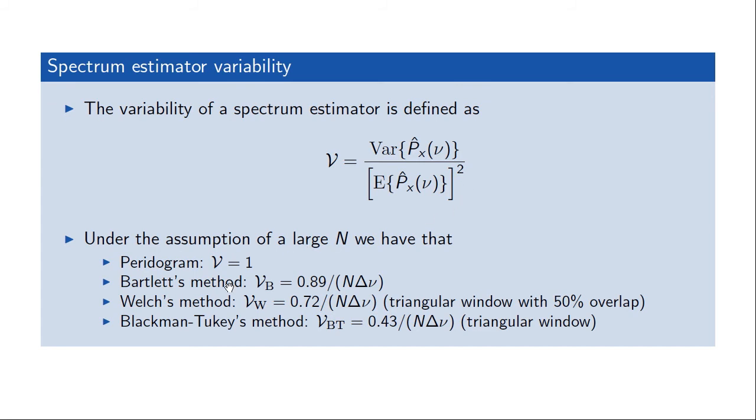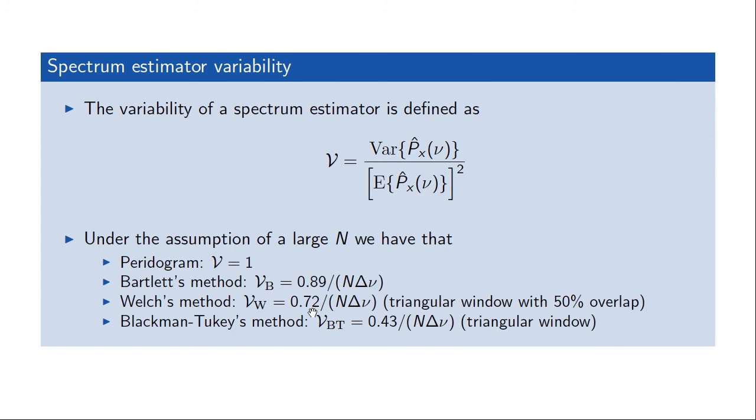So one can compute the variability for Bartlett's method using the previous expressions and show that this is equal to 0.89 divided by the number of samples and the spectral resolution required, assuming a large number of samples. Doing the same thing for Welch method gives us a variability of 0.72 divided by the number of samples for a particular resolution in the spectrum. So we can see an explicit expression here making precise the claim that Welch method is preferable over Bartlett's method, since the variability for the same resolution is lower than the one for Bartlett's method.